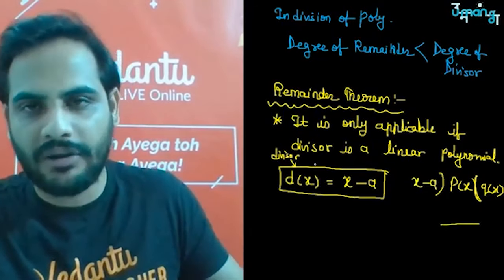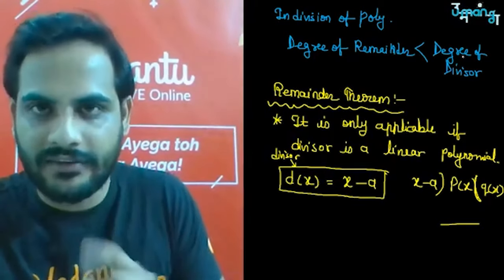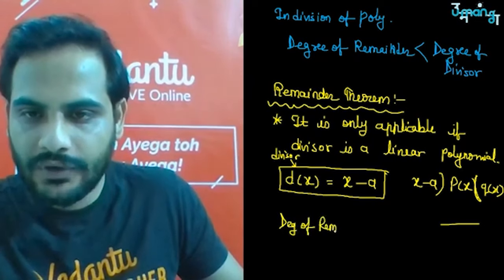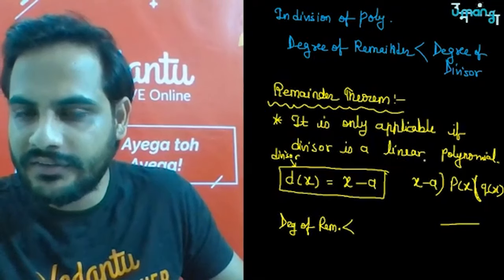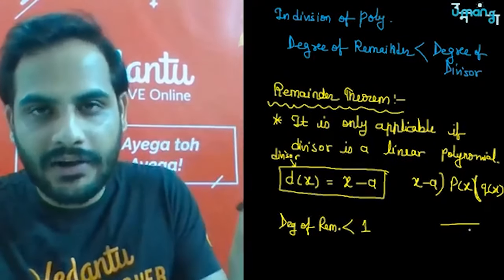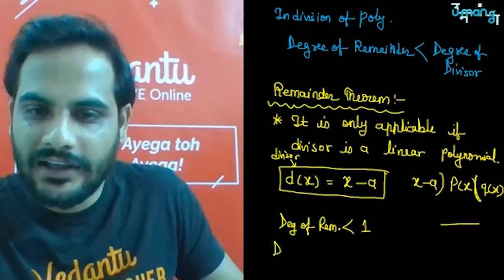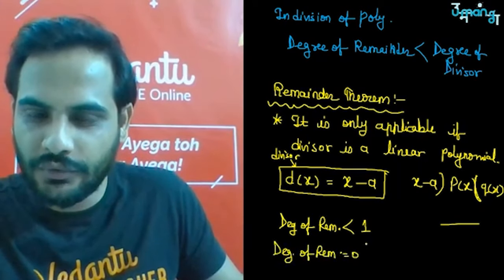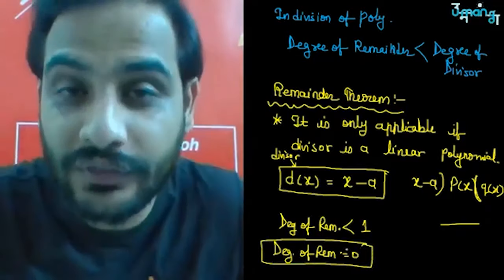Now let us talk about the remainder. You know that the degree of the remainder will be less than the degree of the divisor. What is the degree of the divisor? Since it is a linear polynomial, the degree of the divisor is 1. So the degree of the remainder should be less than 1. We have only one option: the degree of the remainder should be equal to 0.